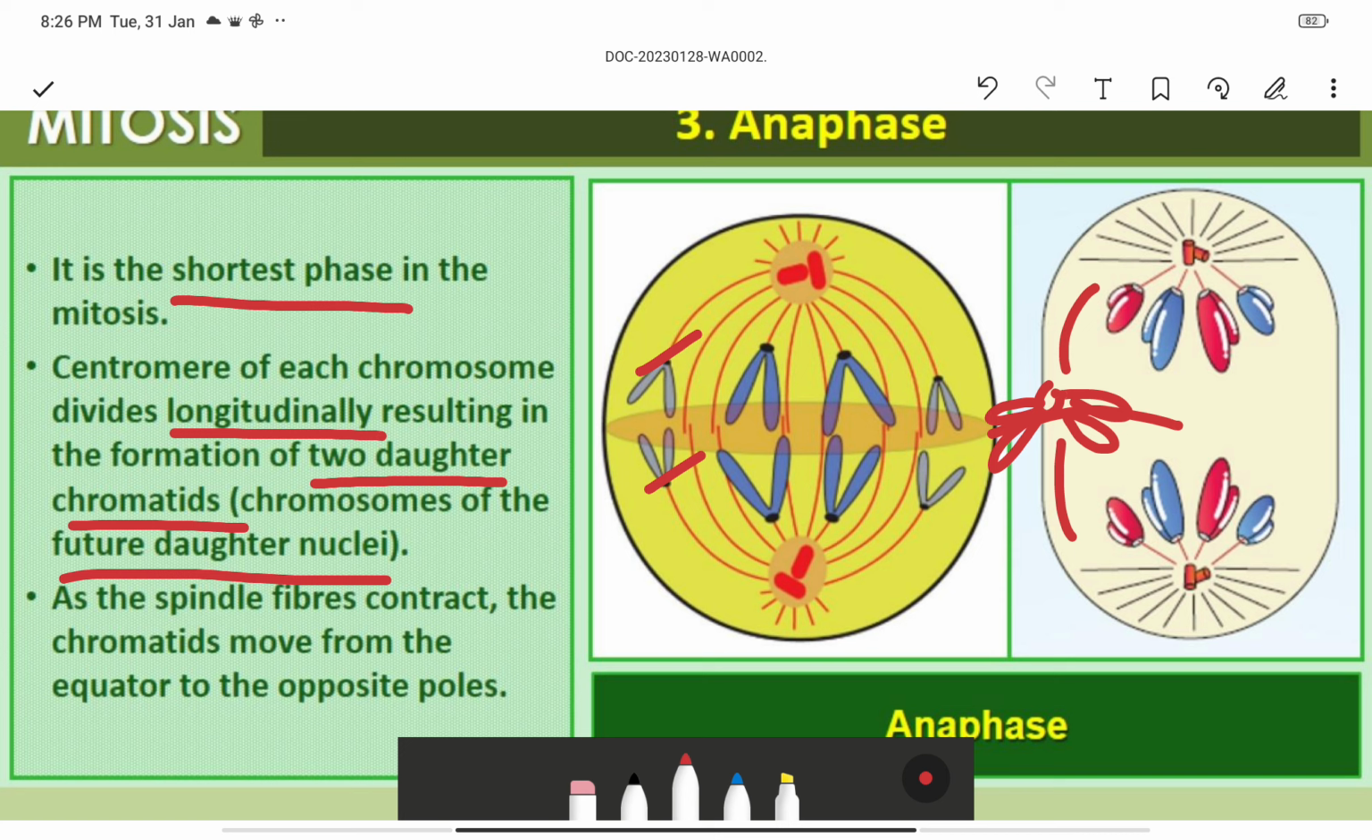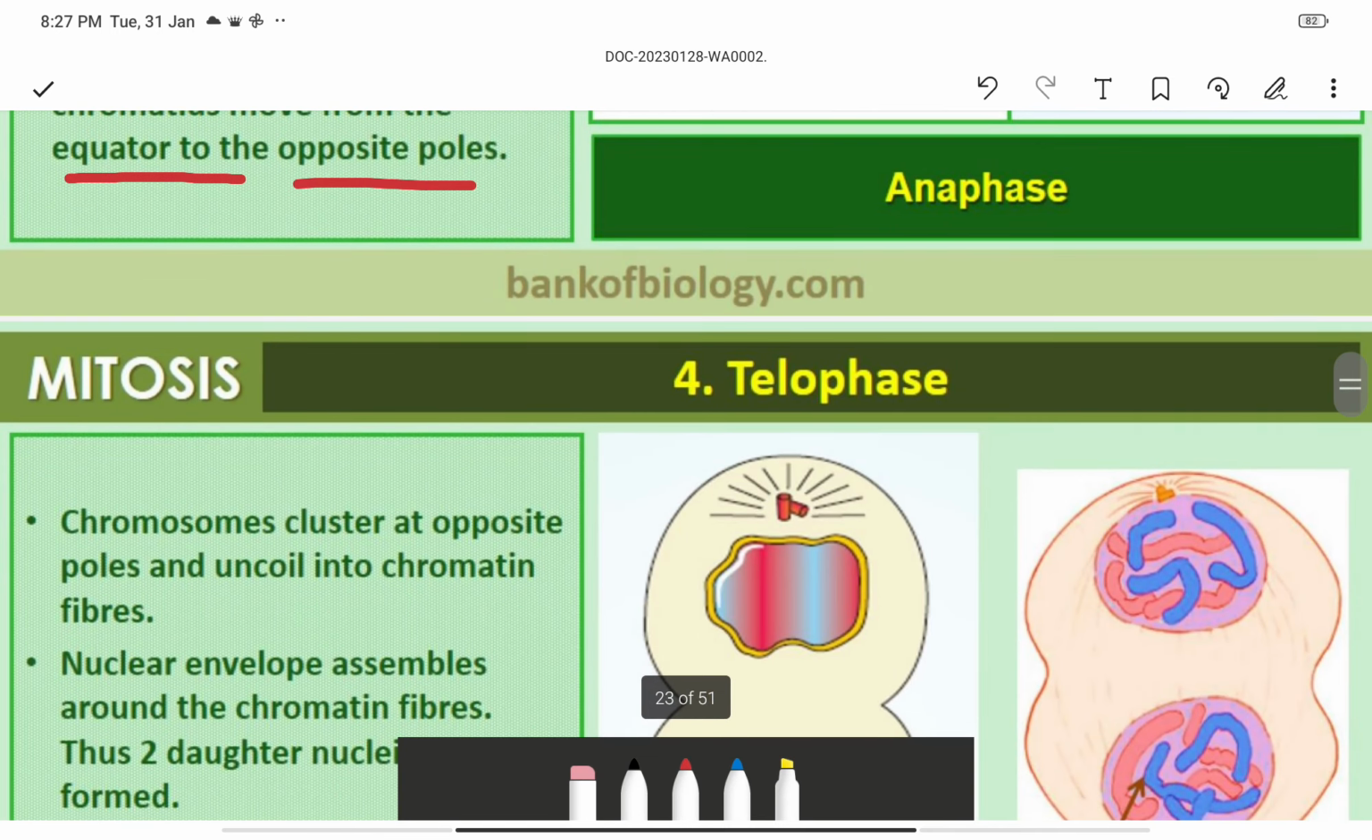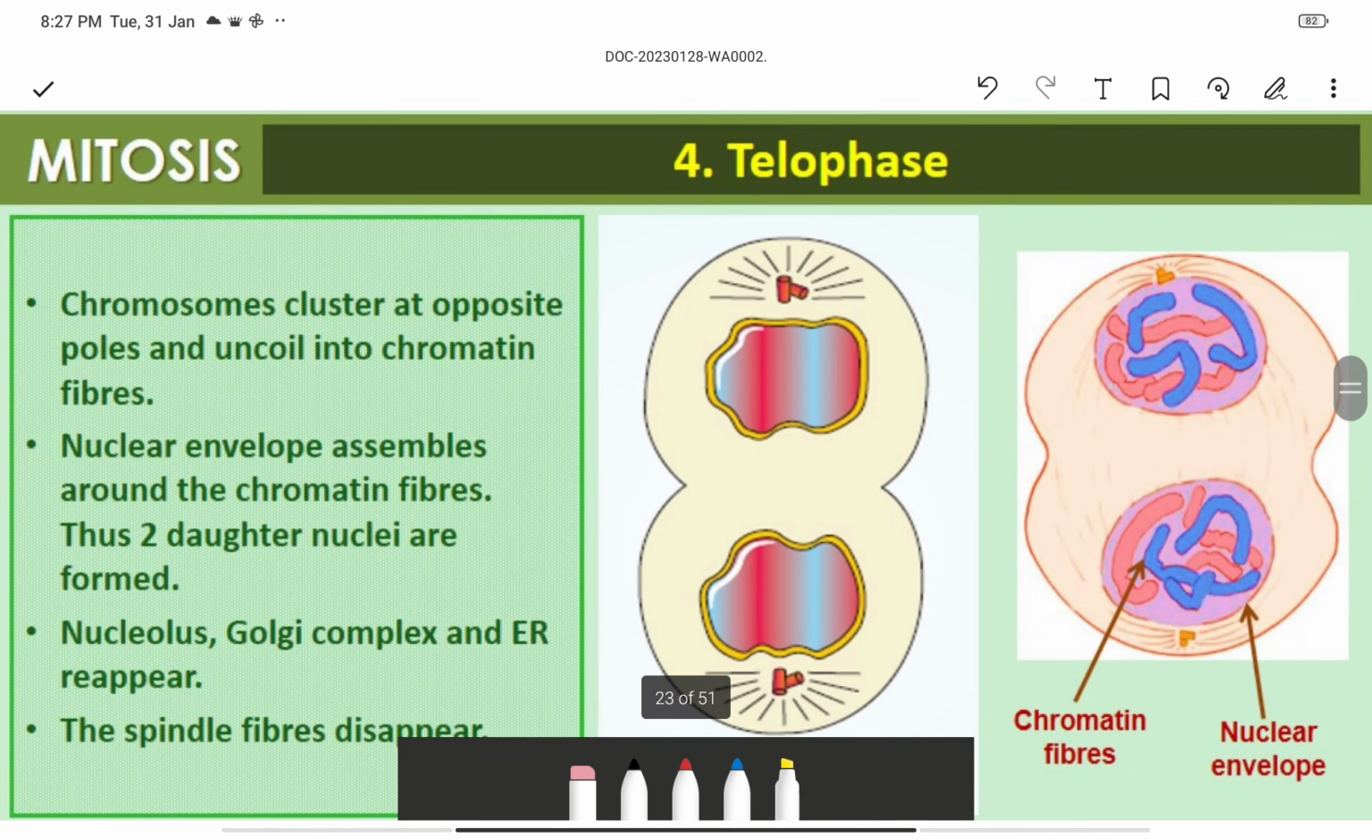The chromatids move from the equator to the opposite poles. These chromatids are pulled from the equator to the opposite poles. In this way they will be pulled towards both ends. Got it? And after anaphase, the next phase is telophase.